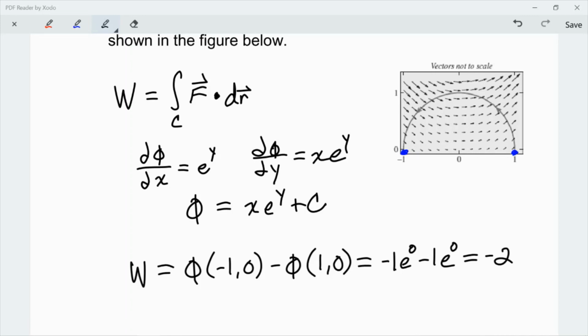Okay, so a lot of the problems in this section are going to involve work calculations, but we're really just getting into the main idea of the fundamental theorem of line integrals, and the way that we're displaying that is by doing the work calculations.